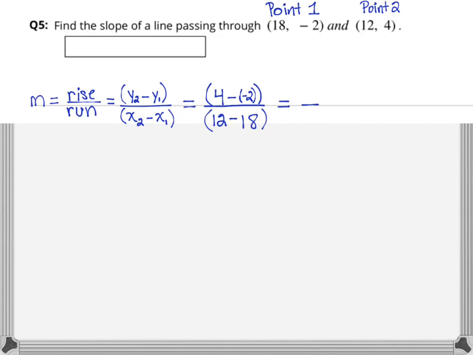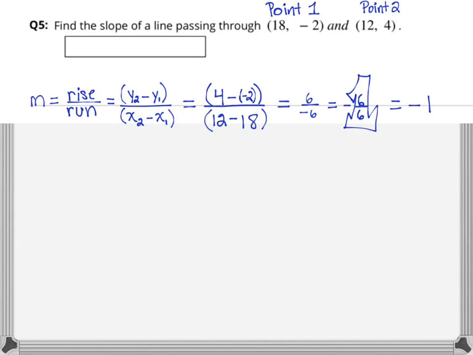So 4 minus -2. This is where integers come in again, right? We're adding and subtracting integers. So 4 minus -2 is 6, positive 6. And 12 minus 18 is -6. So my slope is -6 over 6. And 6 over 6 happens to be a giant 1. So this slope is equal to -1.